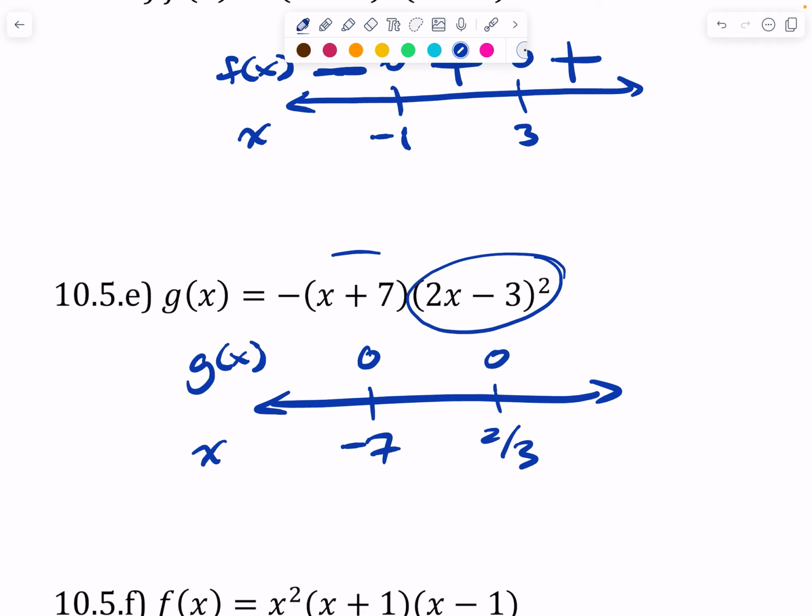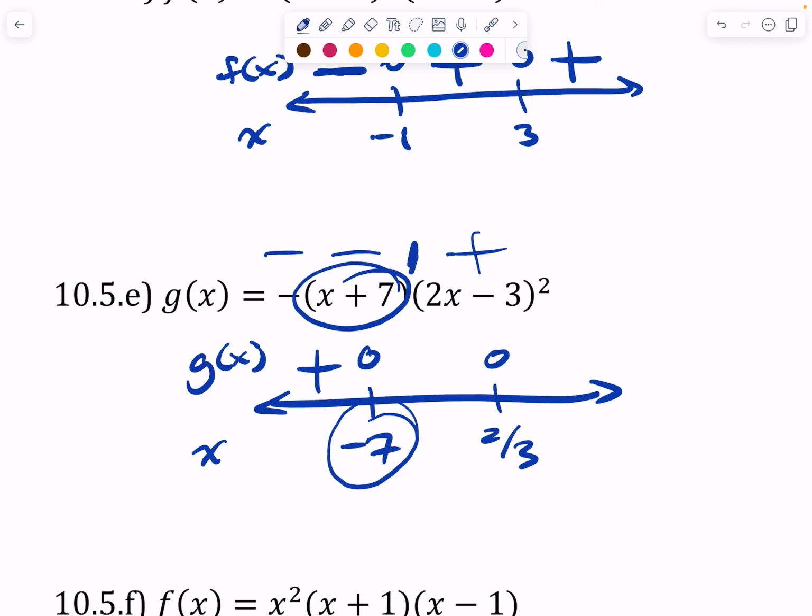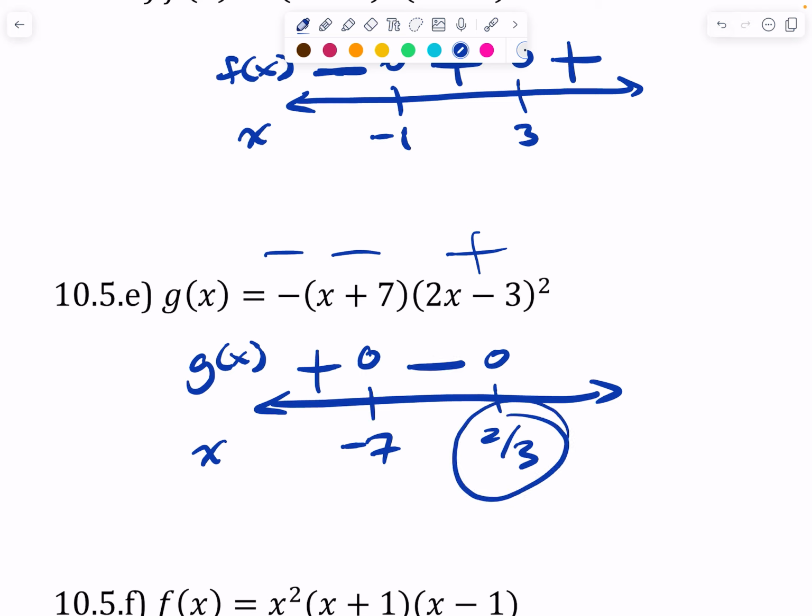And it would make this something, but because of that power of 2, we know that's positive. And then there's this sneaky little negative in front, which is also negative. So we've got 2 negative factors and 1 positive factor. Overall, that makes this positive in the beginning. Then, as we pass -7, it will switch because that factor has an exponent of 1. And as we pass over 2/3, it will stay the same because that factor comes from something with a power of 2. And that's that one. Done.